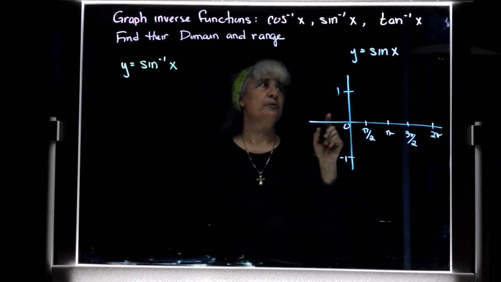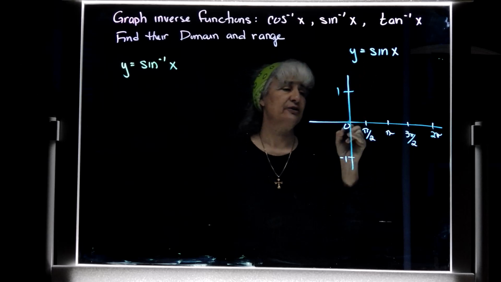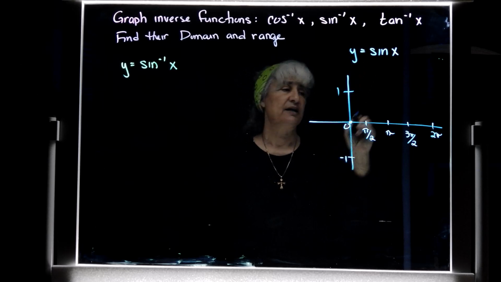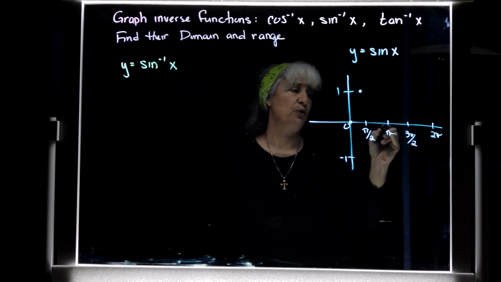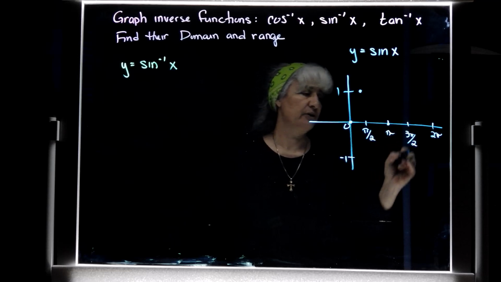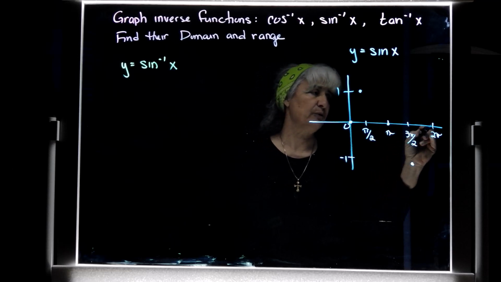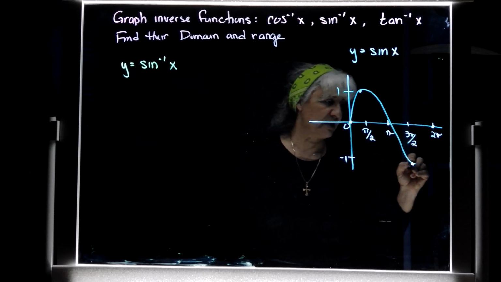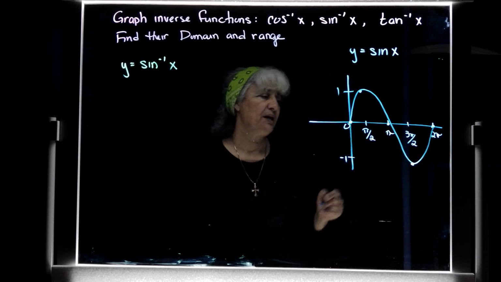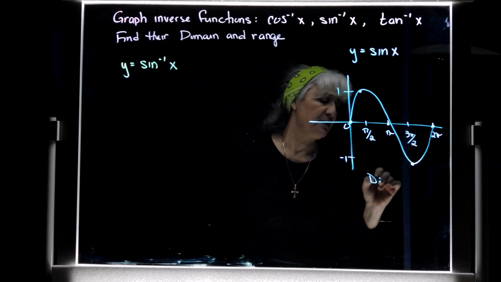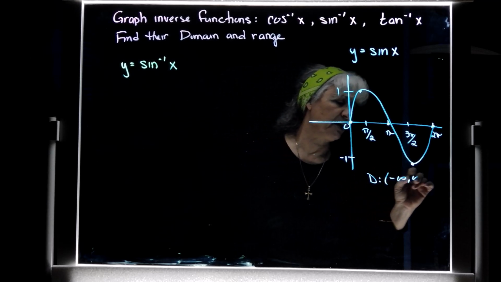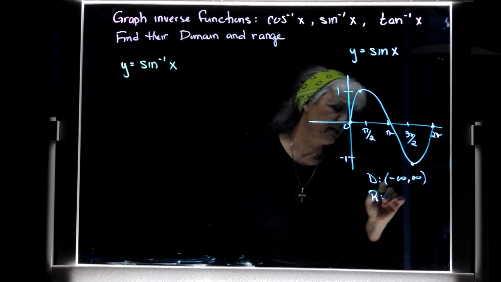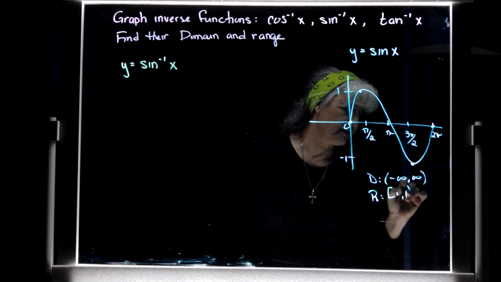Okay, so if we remember, the sine at 0 was 0. And then the sine at pi over 2 was 1. And at pi is 0. And at 3 pi over 2 is negative 1. And at 2 pi is 0. So we kind of got this mountain to the valley graph, right? And if we look at its domain, it is negative infinity to positive infinity. And its range is negative 1 to positive 1.